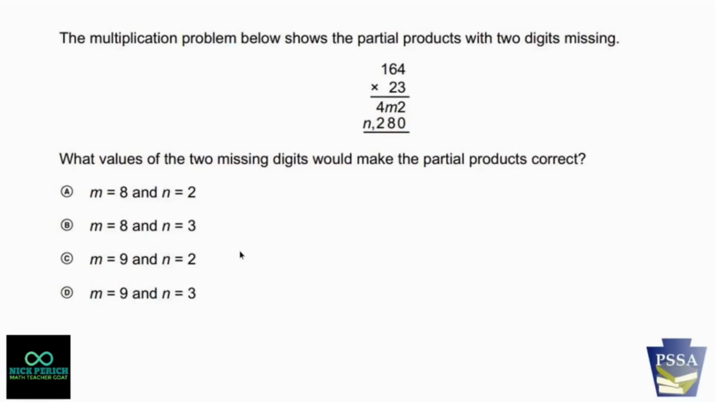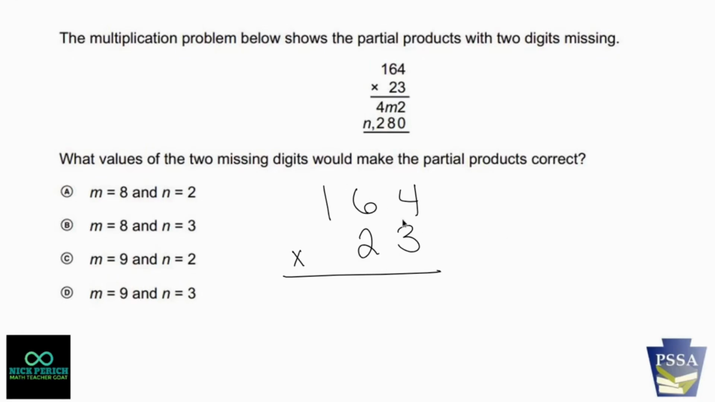The multiplication problem below shows the partial products with 2 digits missing. What is the value of the 2 missing digits that would make the partial products correct? So what I'm going to do is come on down and do the problem. And when I do the problem, see what I did versus what they did and figure out what m is and what n is based on what we can see between the two.